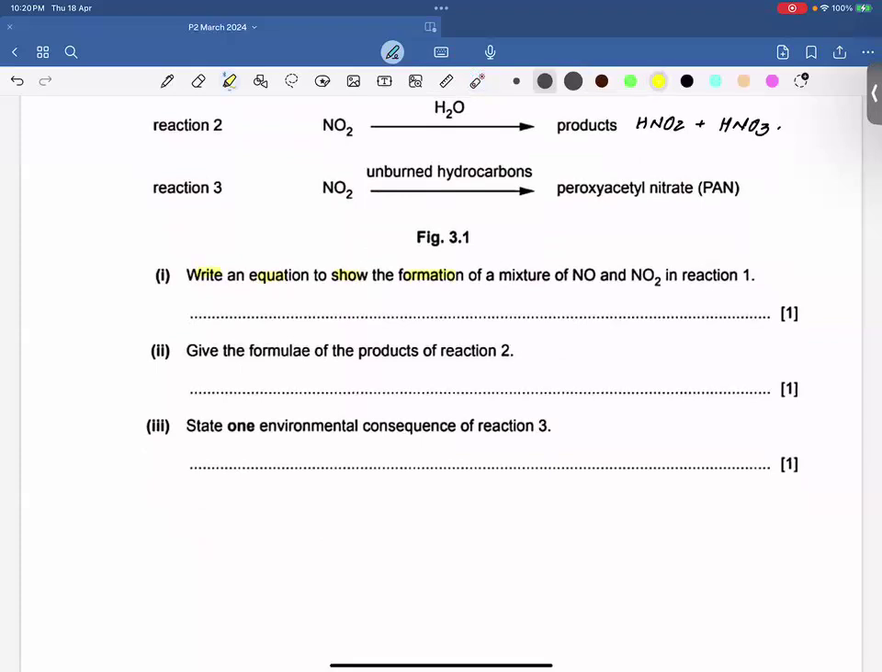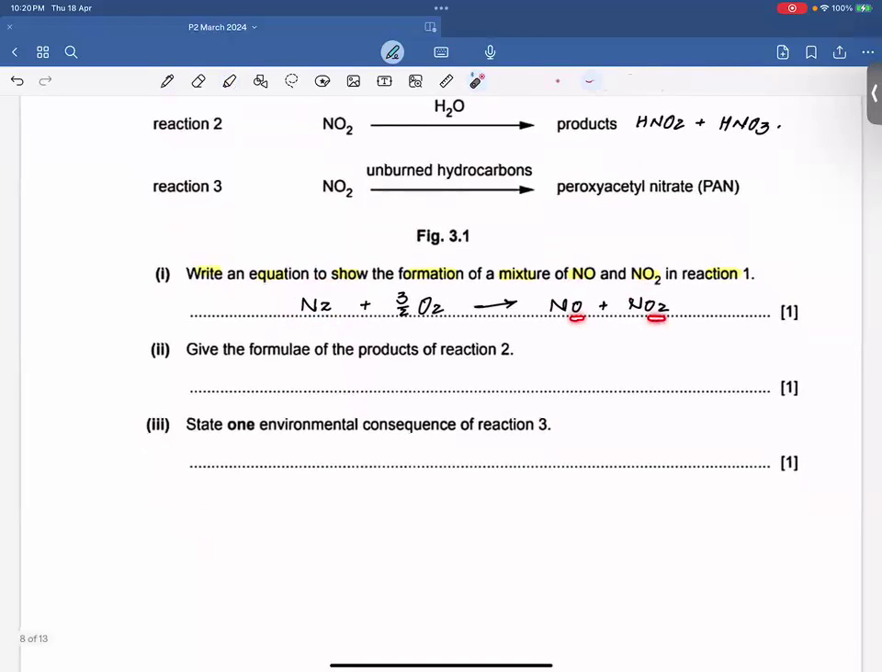Write an equation to show the formation of a mixture of NO and NO2 in reaction 1. So N2 is reacting with oxygen, converting into NO and NO2. So how many nitrogen atoms here? 2. We have 2 nitrogen atoms. How many oxygen atoms here? 3. So we have 3 oxygen atoms here. 2 and 2 cancel, 3 oxygen.